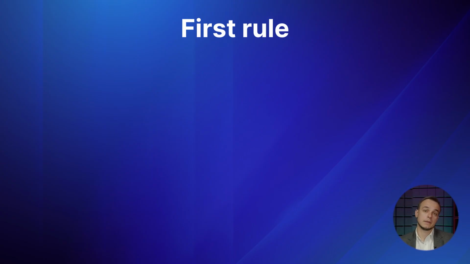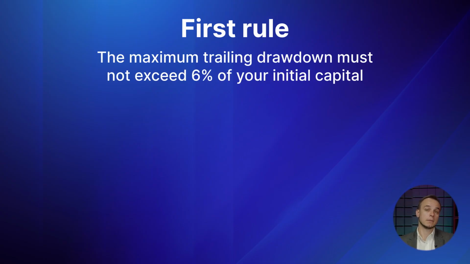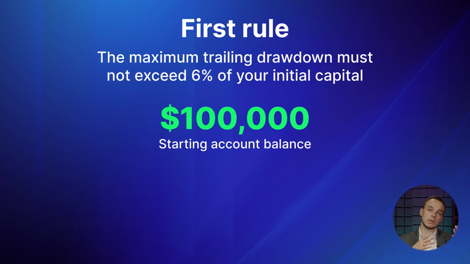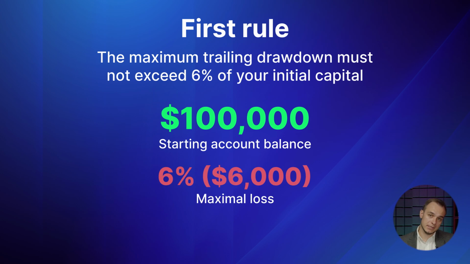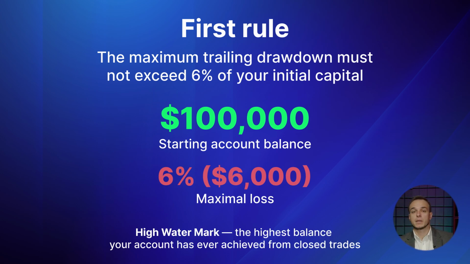First rule: the maximum trailing drawdown must not exceed 6% of your initial capital. For example, if your starting account balance is $100,000, your losses must not reach or exceed $6,000. This figure is calculated based on the high water mark, the highest balance your account has ever achieved from closed trades. If you earn profits and close trades, the high water mark updates to this new peak.